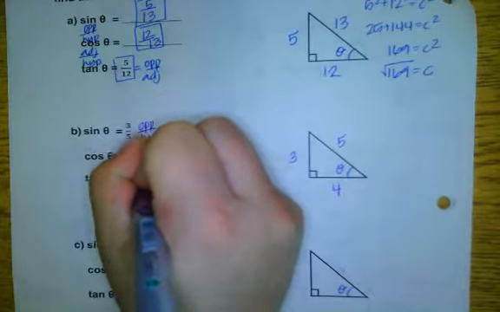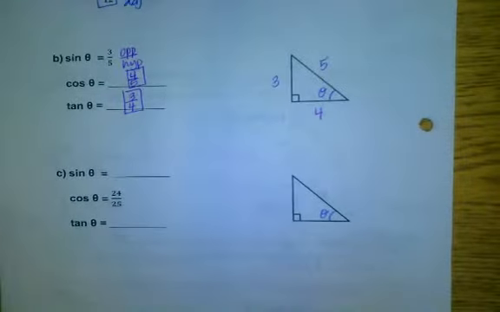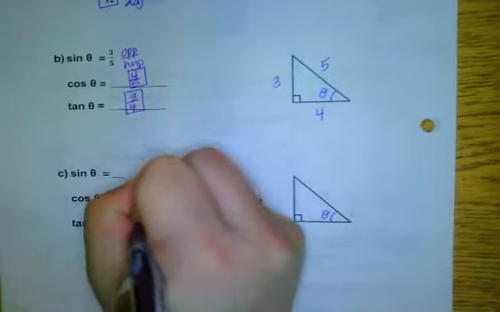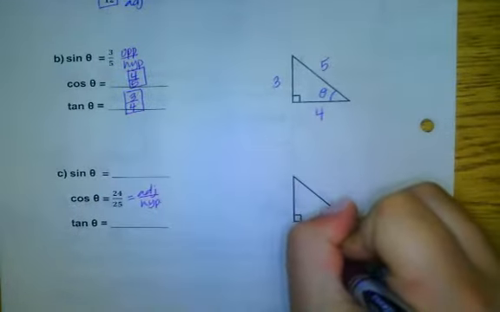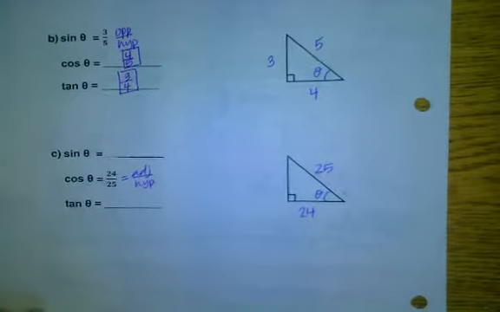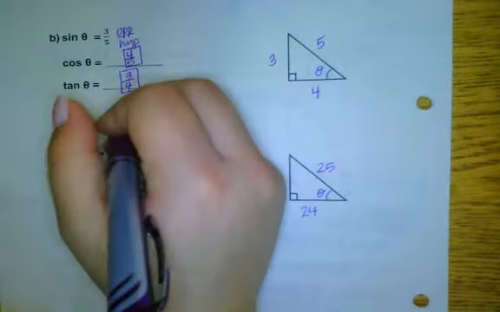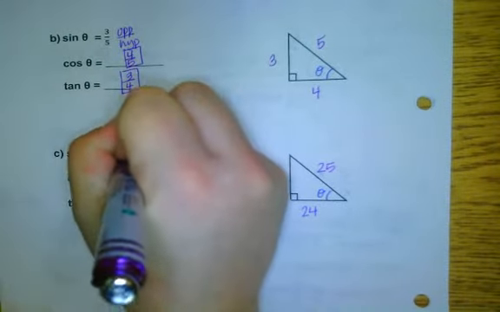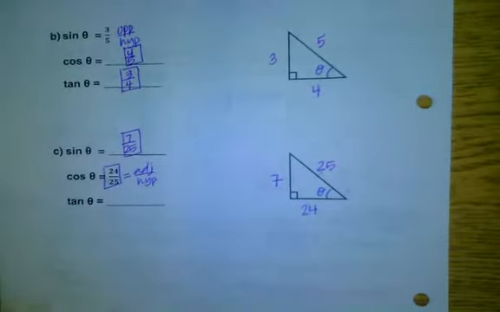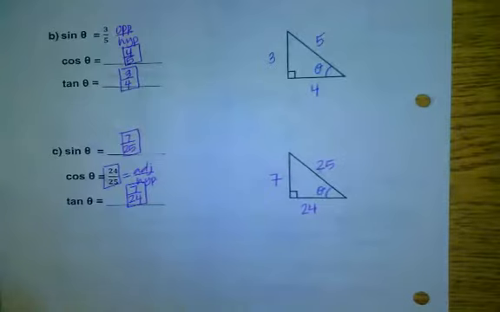Alright, letter C, we're given the cosine, which corresponds to what sides? Adjacent over hypotenuse. So we have 24 over 25. And what is our missing leg length? 7. So our sine would be what? 7 over 25. Do we agree with Kelly? Yes. Awesome. And our tangent would be what? 7 over 24. Again, this is another type of format that you will see in your future. Is there any questions on this last page, A, B, and C?